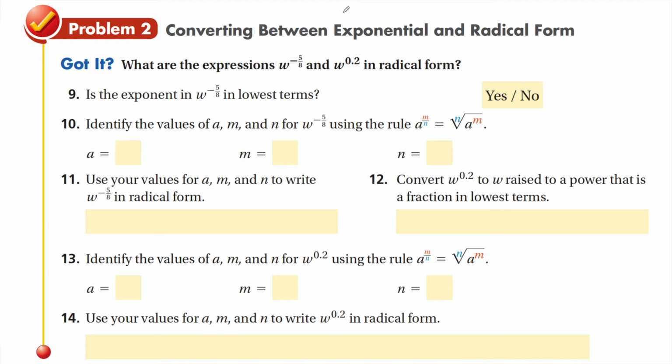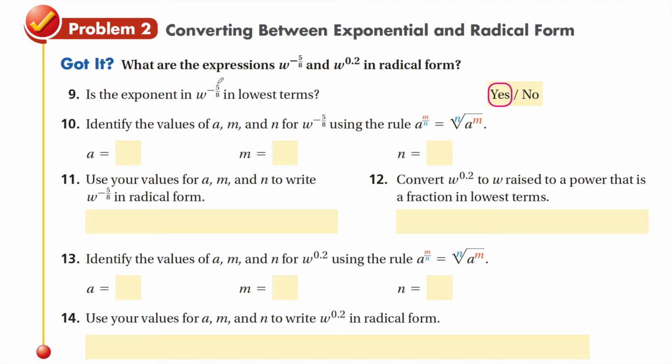Problem 2. Converting between exponential and radical form. What are the expressions w raised to the negative 5/8 and w raised to the 0.2 in radical form? Is the exponent in w raised to the negative 5/8 in lowest terms? Yes or no? Well, in this case, it is. We can't simplify that 5 divided by 8 any further, although it is a negative, that's perfectly fine.